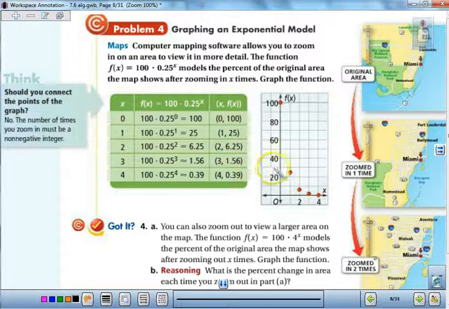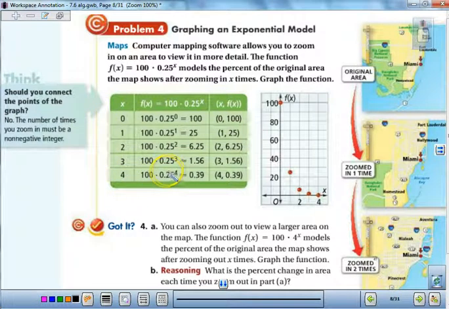Here's another one with a story problem. Take a look in your book, and what I want you to see is that when we compute this using our table, a lot of times we're only looking at our positive values. So a software company allows you to zoom to an area of more detail, 100 times 0.25 to the x, and here's what your graph looks like.